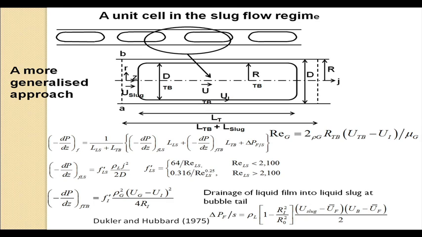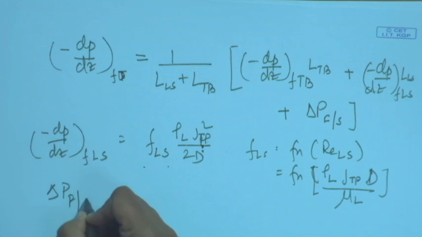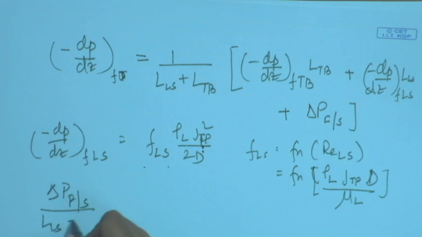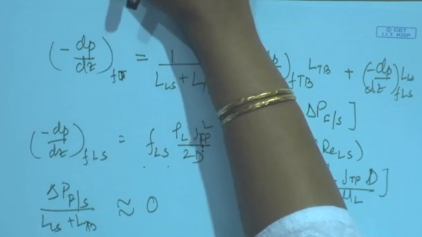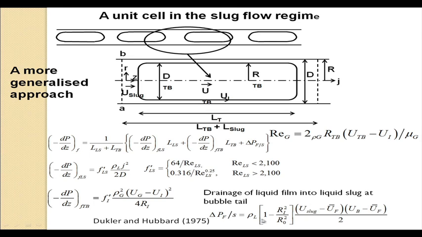Right. Now, again let me tell you that for most of the cases we neglect the pressure gradient due to the drainage portion, but in case someone wants to do very accurate modeling, then this should be considered, and the person is advised to refer to the paper of Dukler and Hubbard, who have derived this particular expression considering the countercurrent motion and the relative velocity between the film as well as the liquid slug.